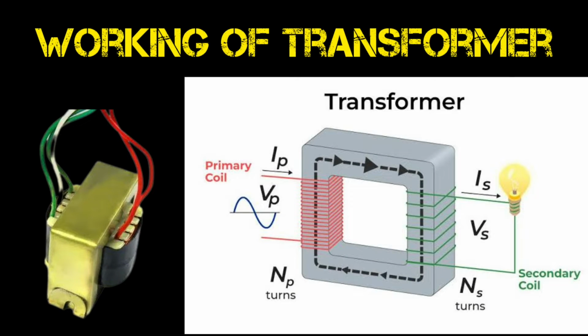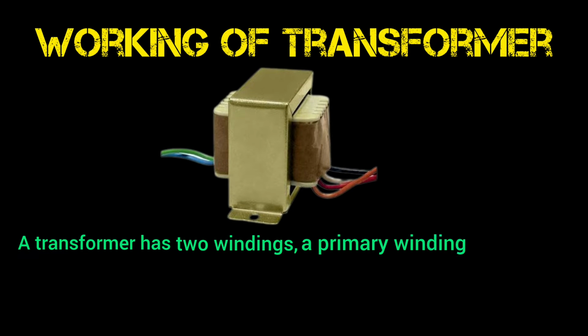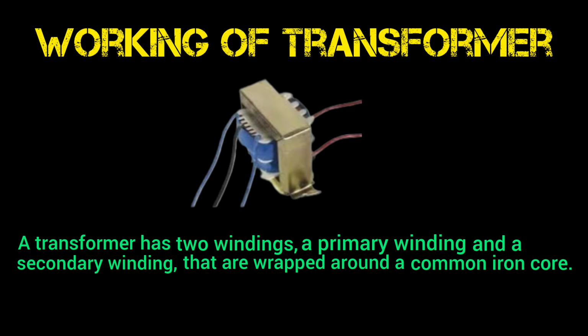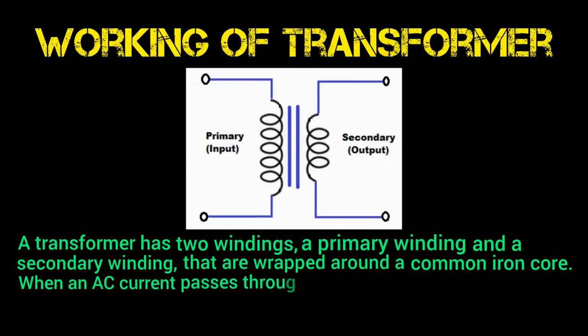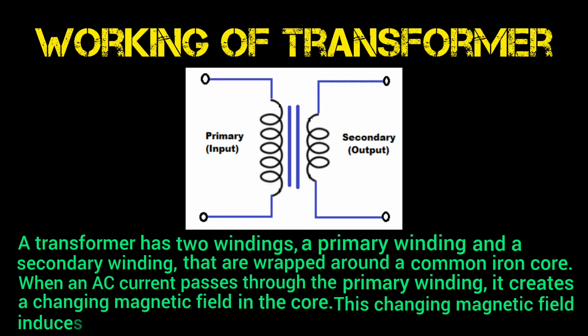Working of transformer. A transformer has two windings, a primary winding and a secondary winding, that are wrapped around a common iron core. When an AC current passes through the primary winding, it creates a changing magnetic field in the core. This changing magnetic field induces an alternating voltage in the secondary winding.